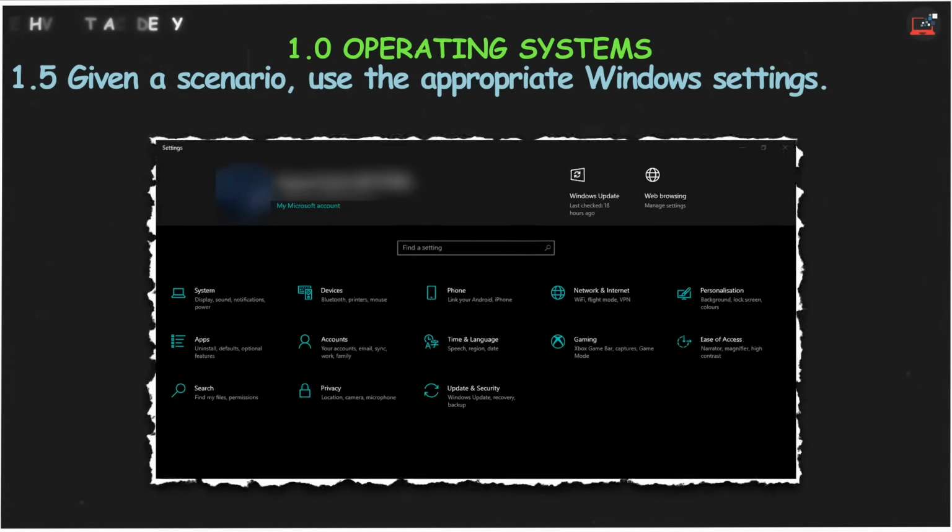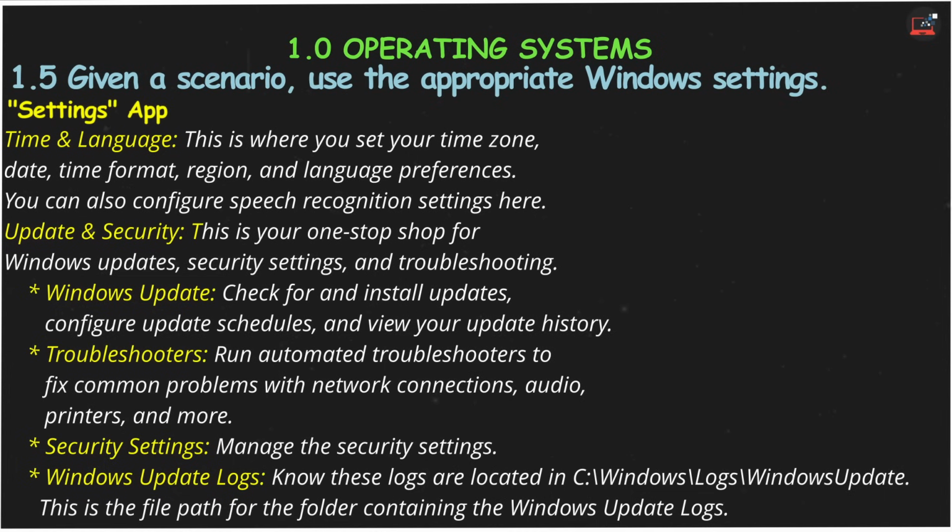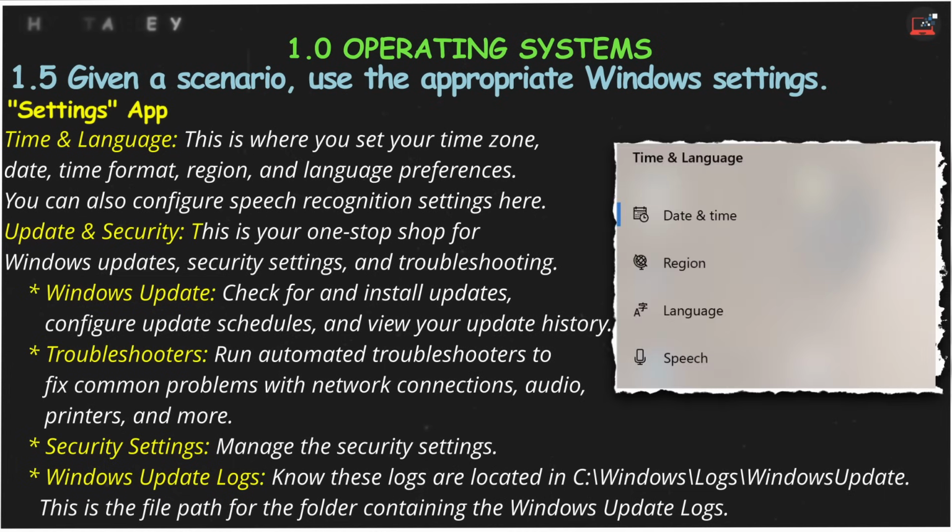This is where you'll find most of the everyday settings you need, and it's becoming more comprehensive with each Windows update. Think of the Settings app as a streamlined, touch-friendly control center. Here's a breakdown of the key sections and what you can do in each. Time and language. This is where you set your time zone, date, time format, region, and language preferences. You can also configure speech recognition settings here.